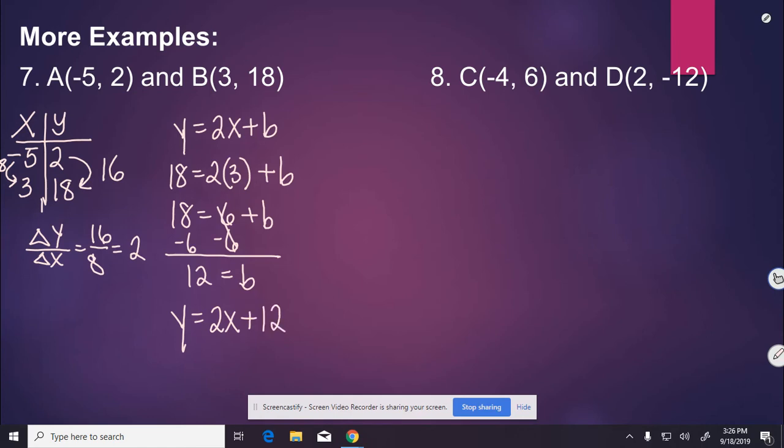And now if I'm not 100% sure that I'm right, I could check it. If I do 2 times -5, I get -10.